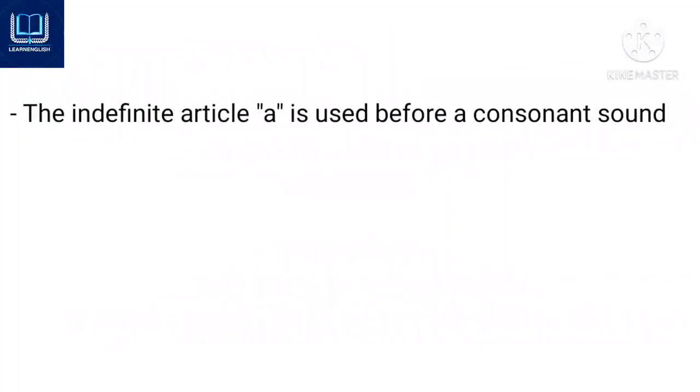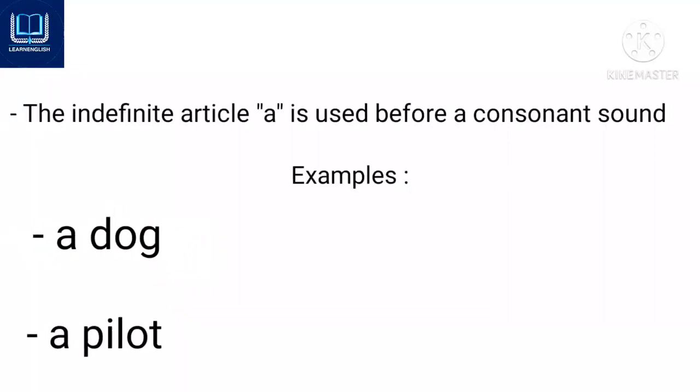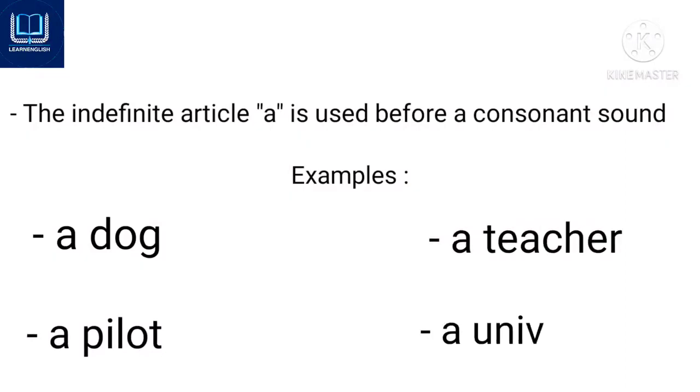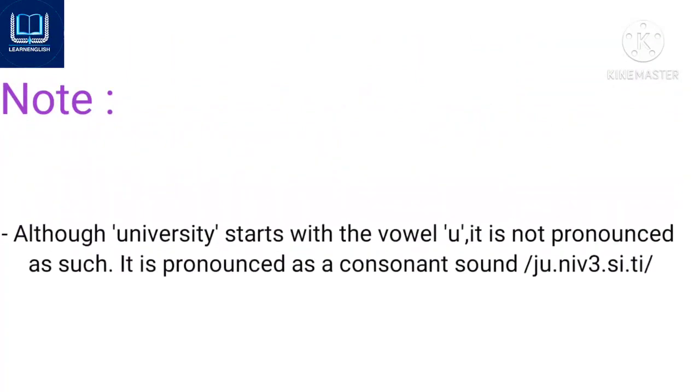The indefinite article a is used before a consonant sound. Examples: a dog, a pilot, a teacher, a university. Now, university starts with the vowel U, but it's not pronounced as such. It's pronounced with a consonant sound, university.